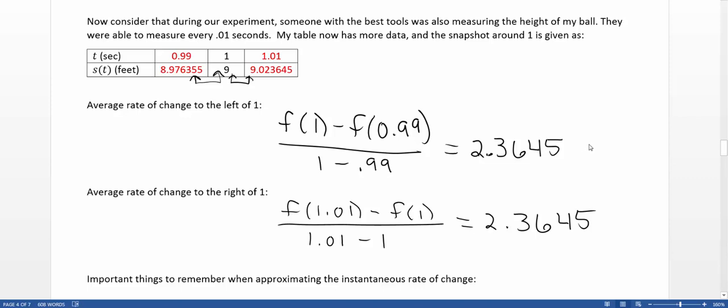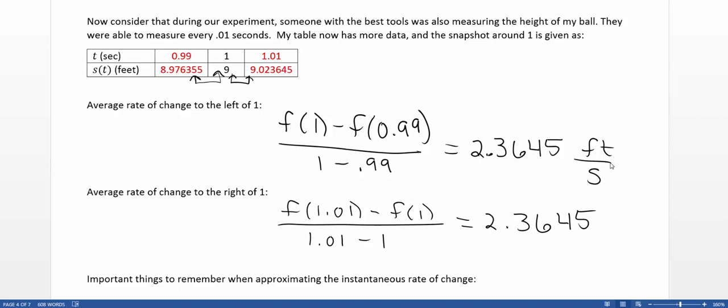So my instantaneous rate of change here is 2.3645 feet per second. So again, if the average rate of change on the left is the same as the average rate of change on the right, you've gotten to the point where the lines are the same and you have that tangent line. And the slope of that tangent line is 2.3645. So at time equals 1, at the 1 second mark, that's how quickly my ball was moving in space. And again, that's telling us the change of the function at that point.